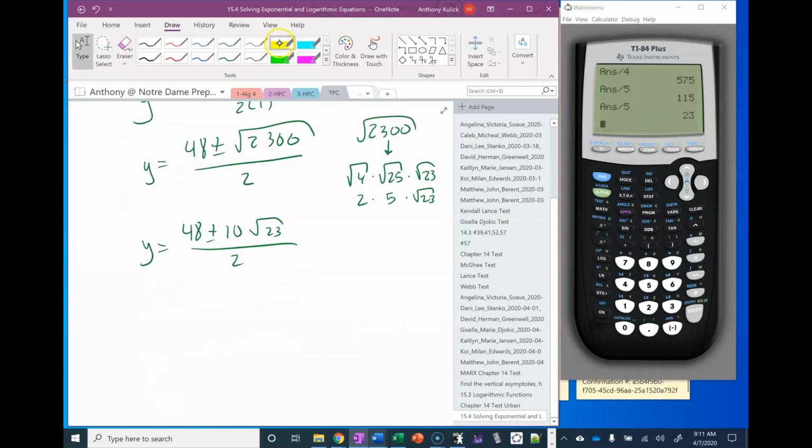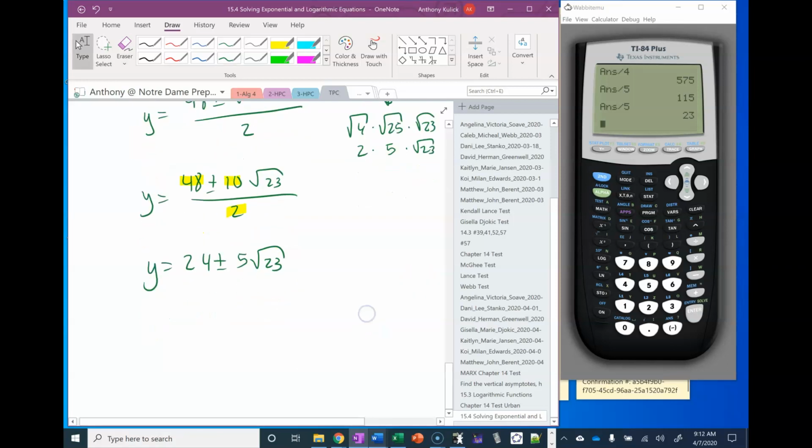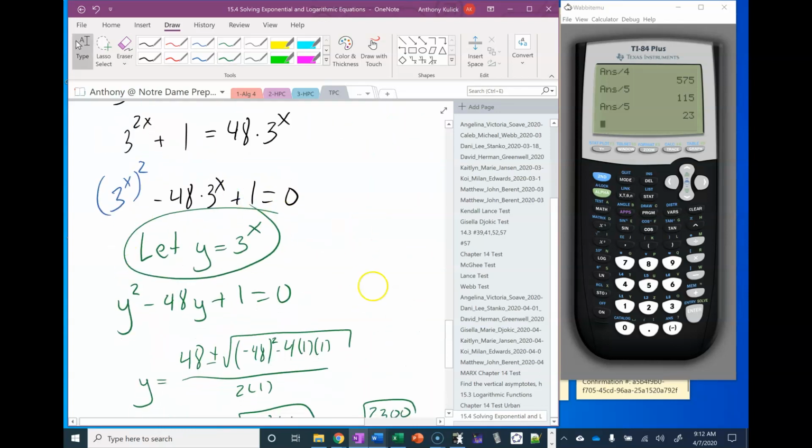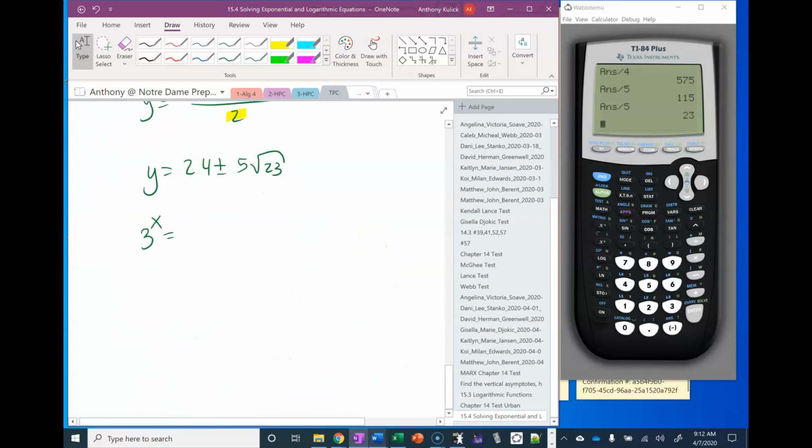And I notice here that each of these coefficients is divisible by 2. So let's go ahead and do that. So 24 plus or minus 5 square root of 23. But remember, in this problem we weren't asked to solve for y, we're solving for x. So let's go back and remember y is equal to 3 to the x. So I'm just going to replace my y with 3 to the x.